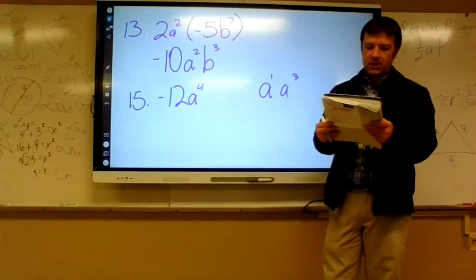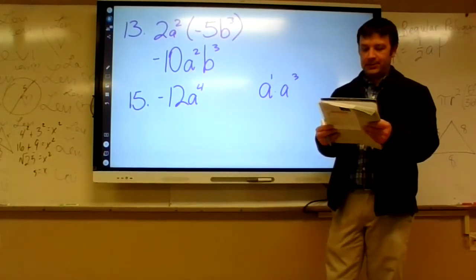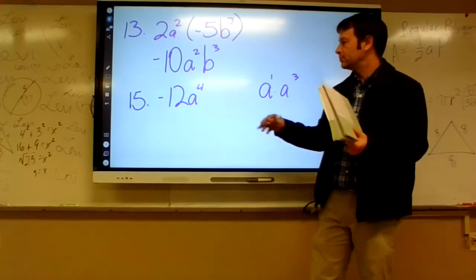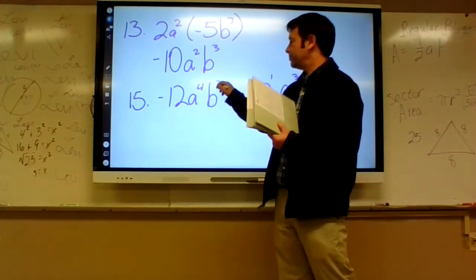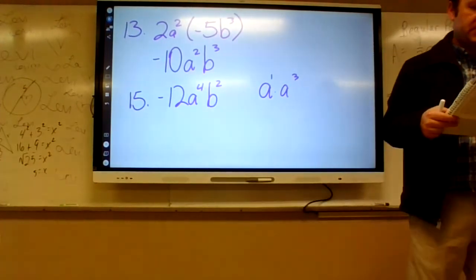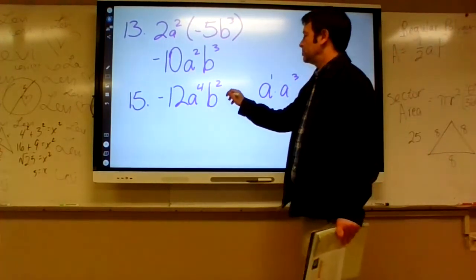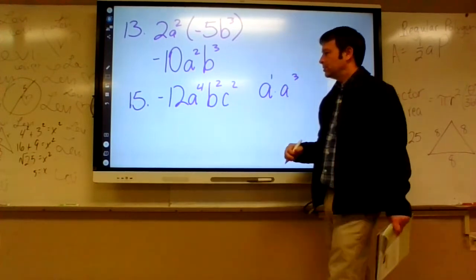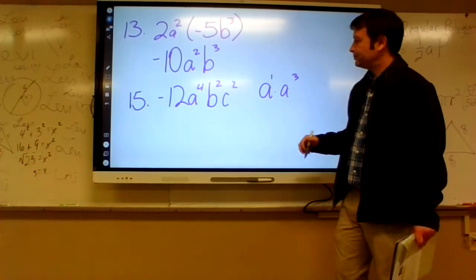And then b times b. B squared, right? That's what b squared means, b times b. And then c times c. C squared. The end.